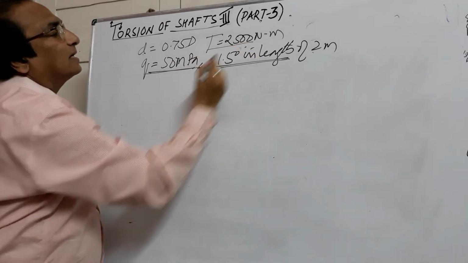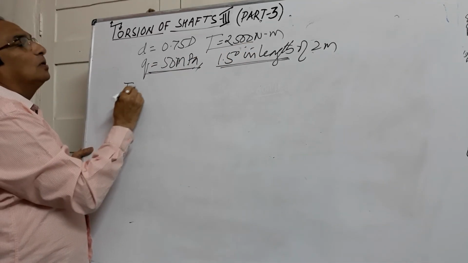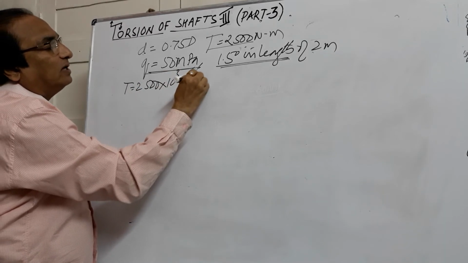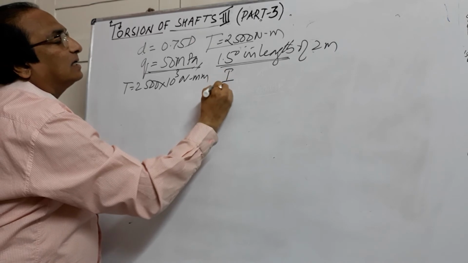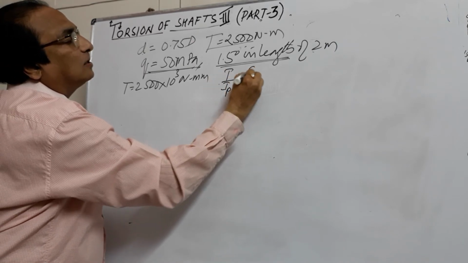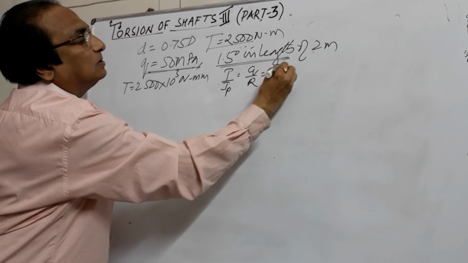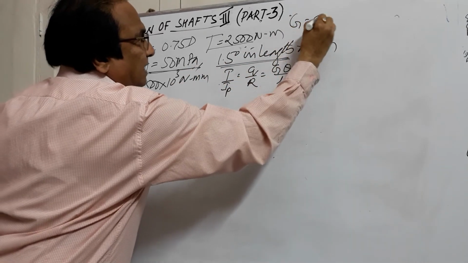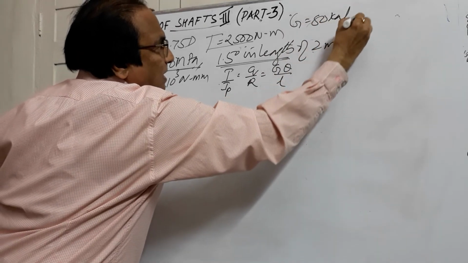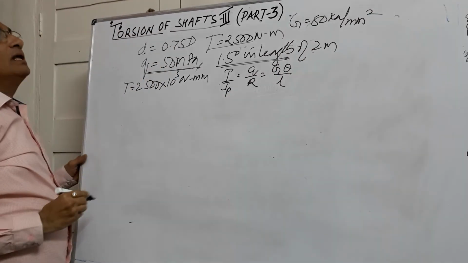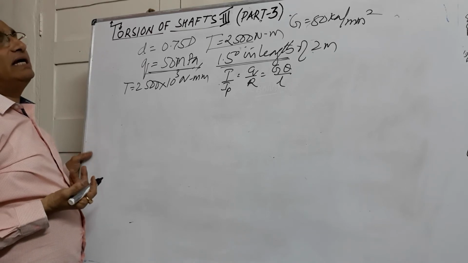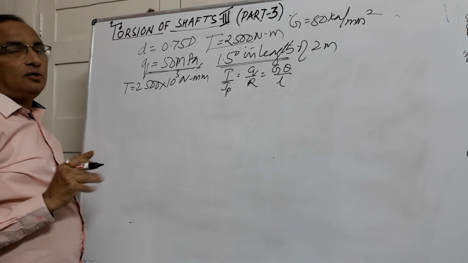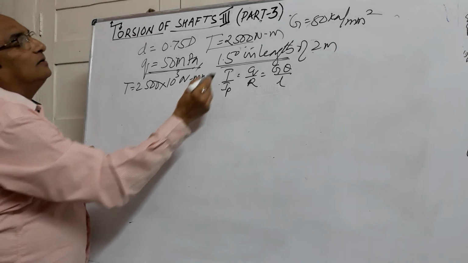Here torque is given directly to you. So this will be equal to 2500 into 10 to the power of 3 Newton mm. We are using units of Newton mm. Again, T by IP is equal to tau by R is equal to G theta by L. I give the value of G as 80 GPa, which is nothing but 80 into 10 to the power of 3 Newton per mm square. So let us continue with these two conditions.